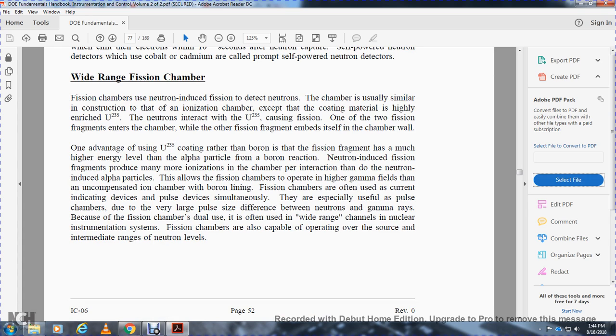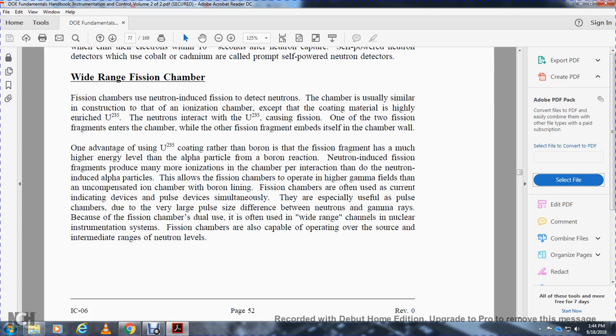The fission chamber detects neutrons due to fission. It is usually similar to the construction of the ionization chamber, except for the coating of material highly enriched with uranium-235. When a neutron interacts with the uranium-235, it causes fission, and one of the two fission fragments enters the chamber. One advantage of using the uranium-235 coating rather than boron is that the fission fragment has a much higher energy level than the alpha particle of the boron reaction.